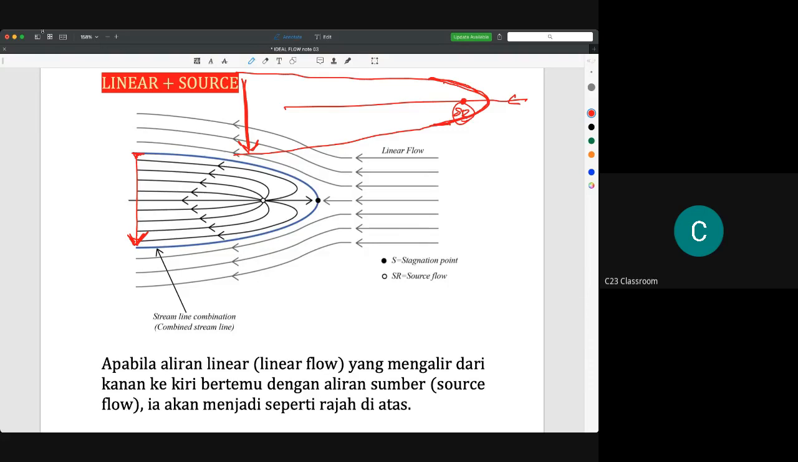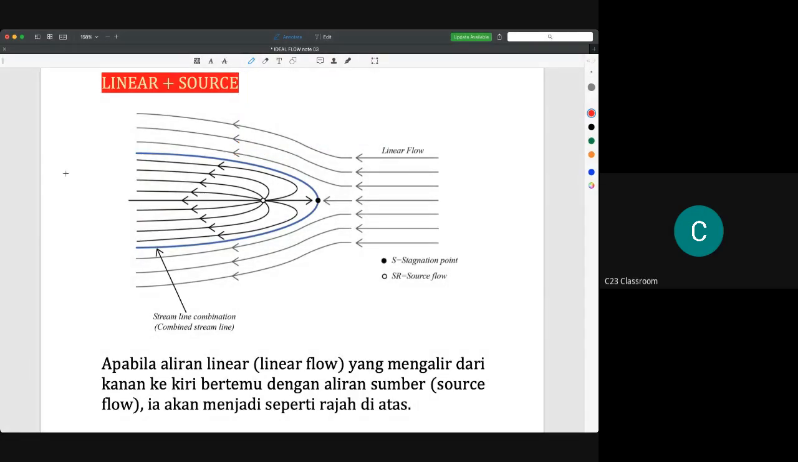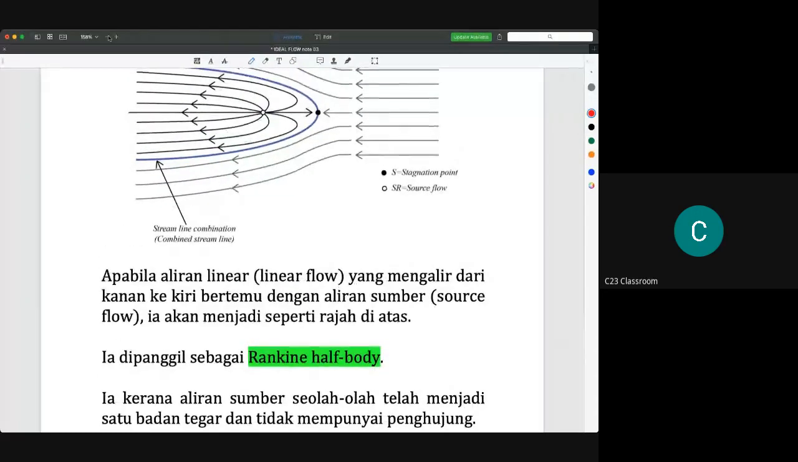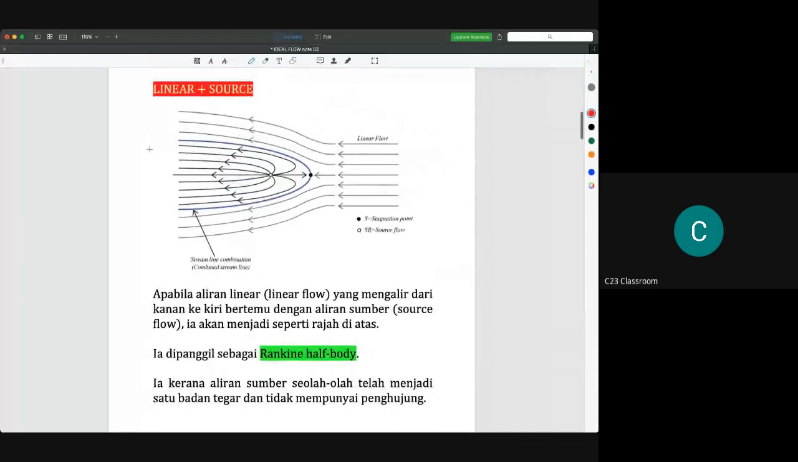Okay. So means that for general explanation, I hope you could understand what basic shape occurs when we merge, we combine linear flow and source flow. Okay, so it is called Rankine half body.